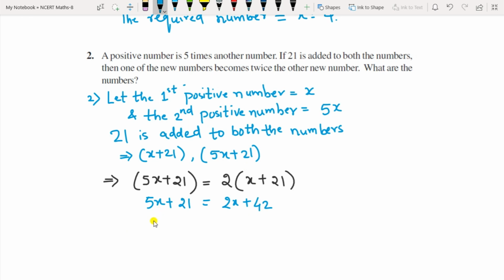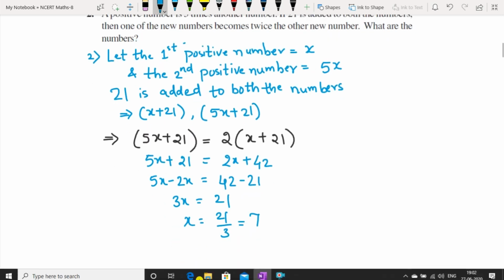Okay, so take the like terms together. 5x minus 2x is 42 minus 21. So 3x equal to 21. x equal to 21 by 3, that gives 7. So x equal to 7.